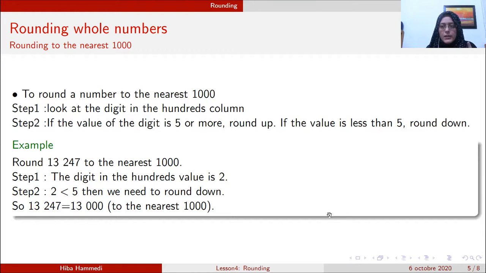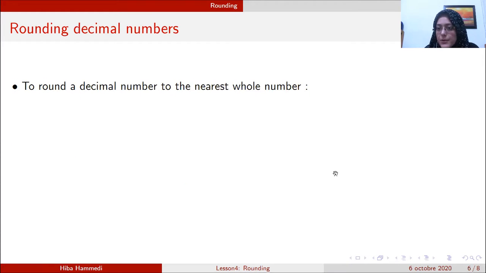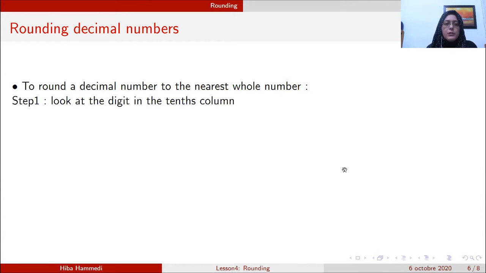So one number can have a lot of different rounded values whenever you are rounding it to different places, to different nearest values, right? Okay, let's see how to round decimal numbers, right? So I can round a decimal number to the nearest whole number. Imagine I would like to round the number to the nearest whole number. How will I do that?